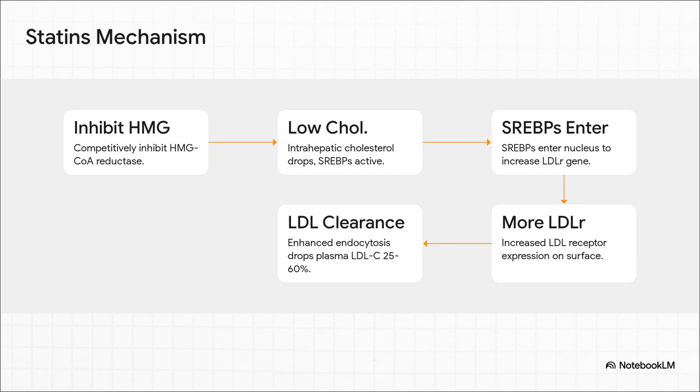Step 3. These SREBPs migrate into the nucleus and increase the transcription of the LDL receptor gene. Step 4. This increased transcription leads to increased LDL receptor expression right on the hepatocyte surface. Step 5. The ultimate consequence is enhanced receptor-mediated endocytosis of LDL, which drops plasma LDL cholesterol by a massive 25 to 60%.